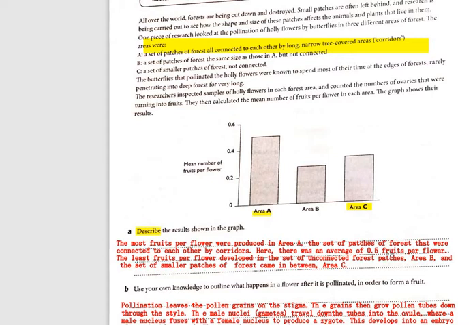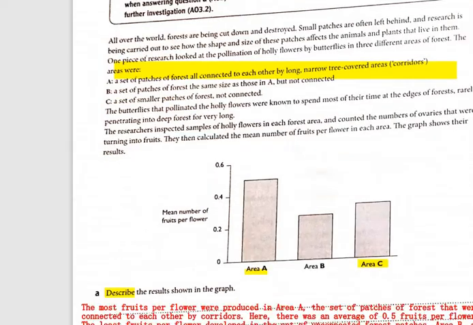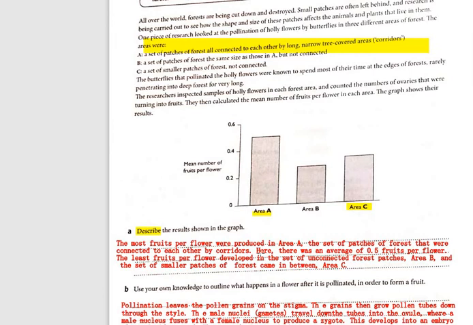Here there was an average of 0.5 fruits per flower. So I think I can zoom in. Yeah, I can zoom it in. So as you can see, this is 0.4, 0.6, and the line of this bar is actually in the middle, so it's obviously 0.5, common sense, right? So yeah, 0.5 fruits per flower.